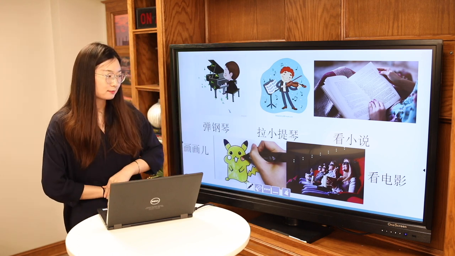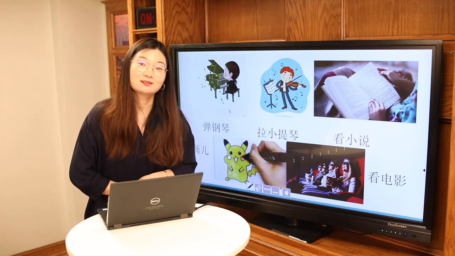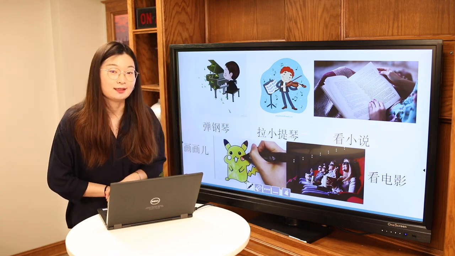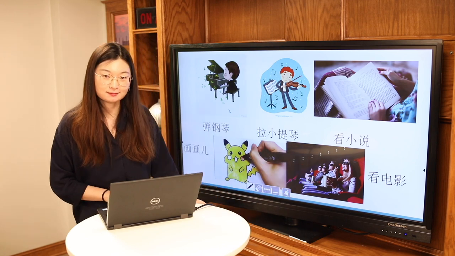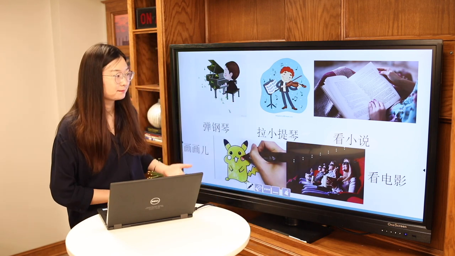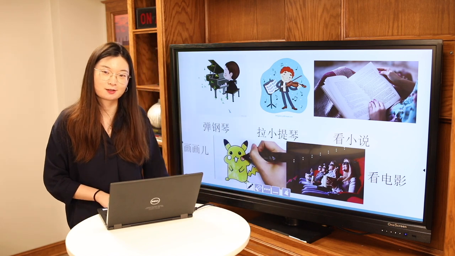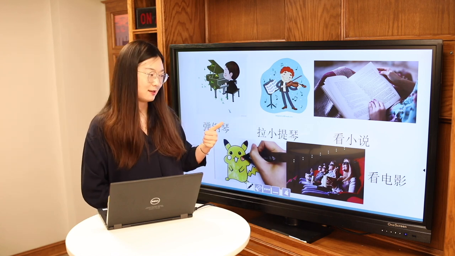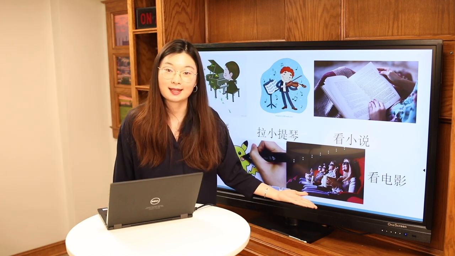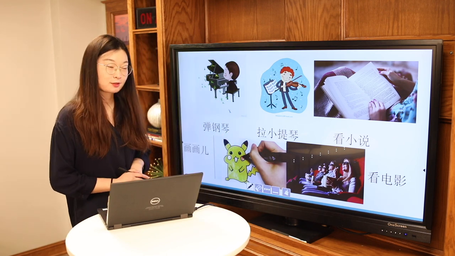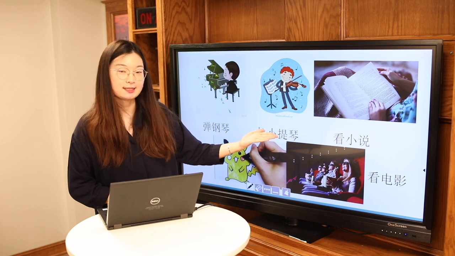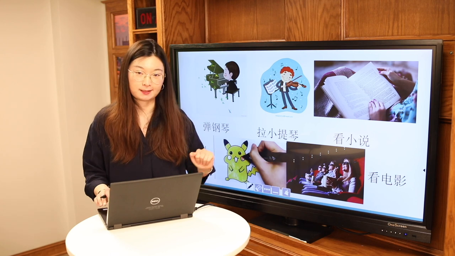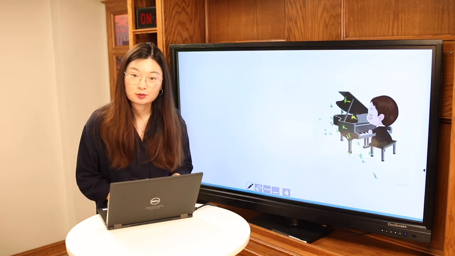Then the third one, I would like you to draw. It may be a little bit hard to draw. Use your imagination. So 看电影. So which one is 看电影? Draw a picture for 看电影 on your notebook. 看电影 is, ready? 看电影. This one, watch movies. Okay, so these are the five words for today: 弹钢琴, 拉小提琴, 看小说, 画画, 看电影.